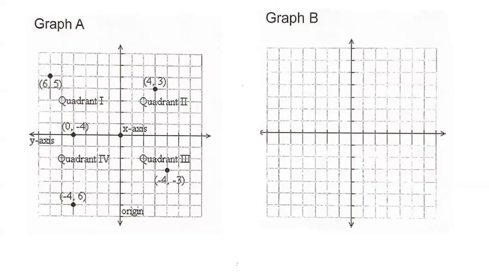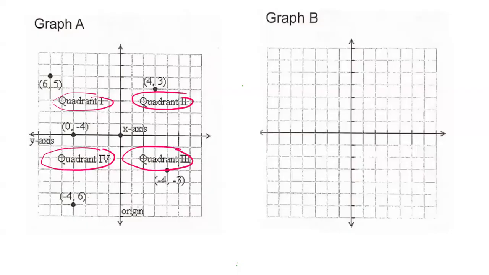So let's focus on the quadrants first. Are the quadrants properly labeled? Yes or no? No. A lot of people are saying no. That is correct. None of the quadrants are properly labeled, so you would circle every single one of these. All of these are labeled wrong.